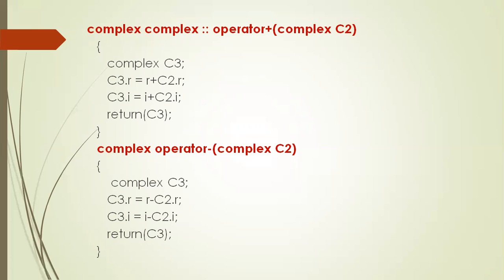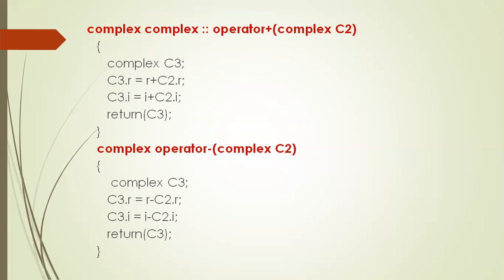So, how to add two complex numbers? Real part of C3 equal to real part of C1 plus real part of C2. Whereas for C1, the dot operator is not required. So straight away you can write C3 dot R equal to R. Wherever I write simply R, it is for C1 only. So it becomes C3 dot R equal to R plus C2 dot R. Similarly, C3 dot I equal to I plus C2 dot I. Only for C3 and C2, you have to make use of the dot operator. For C1, straight away you can access R and I. Return C3.